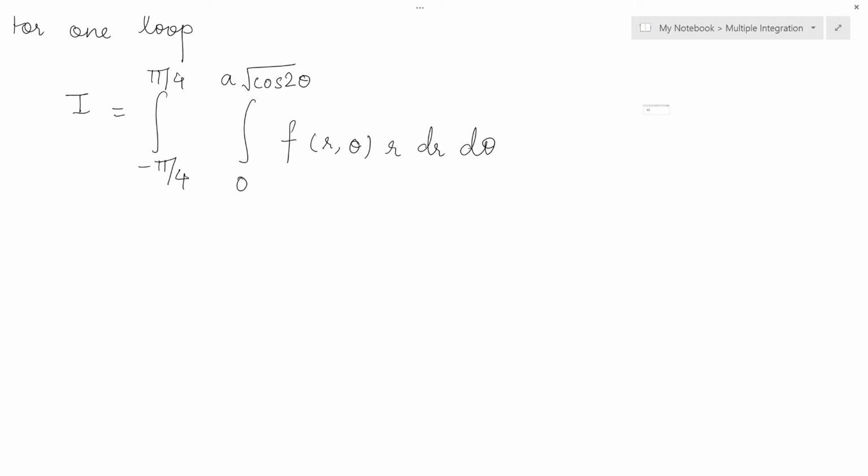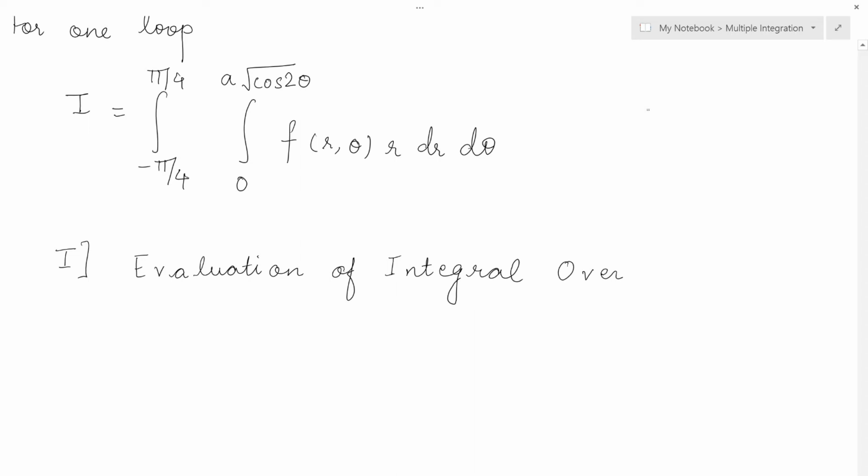So these were the basics that we saw, the concept of the polar double integral. Now moving on towards the sums. There are two types of sums that we are going to see in the polar double integral. The first sum is evaluation of the integral over the given region, that is, evaluation of the integral over a given region in polar coordinates.